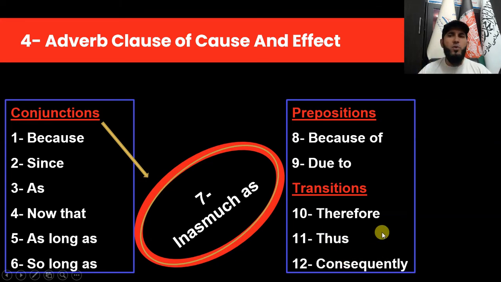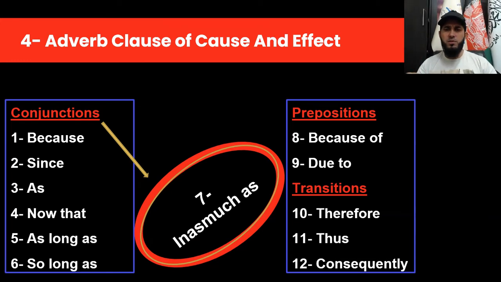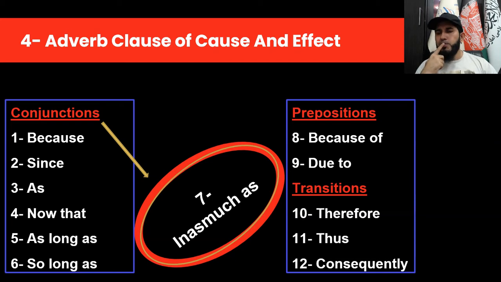Okay, so therefore is very common in daily English, and thus is also common, but consequently is somehow more formal. Now, if you write some kind of formal email or academic essay, you may use consequently. But in normal English, you may just use therefore or thus. Okay. So again, 5 ways in written English, 3 ways in spoken English. For example, he was very sick yesterday, therefore he went to see a doctor. He was very sick yesterday, thus he went to see a doctor.